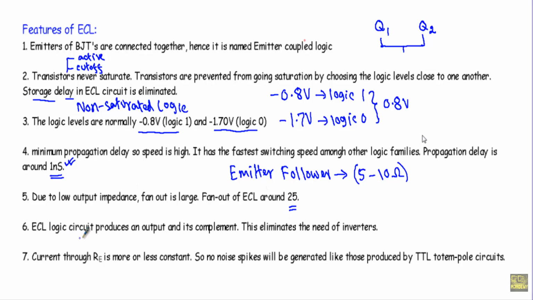Number 6, ECL logic circuits produce an output and its complement. This eliminates the need of inverters. In case of ECL logic circuits, you will see we will have two output terminals. One will give us normal output, another will give us its complement. So in case of ECL logic circuit, we don't need any inverter gate to get the complement of the output.